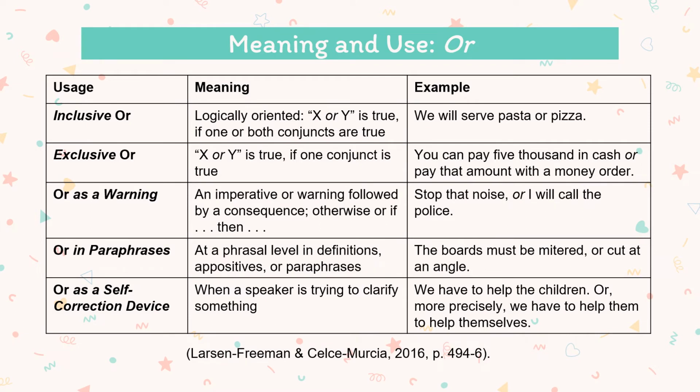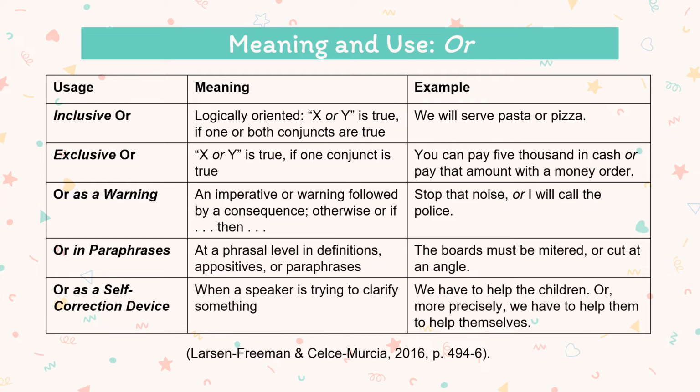Now we're going to look at the meaning and use of the word or. So I put the information from the textbook into this chart because I thought that this would be a helpful way of looking at the different ways of thinking about the meaning of the word or. So first of all, we have the inclusive or, and the meaning here is logically oriented, so similar to what we saw with the word and. We have X or Y is true if one or both conjuncts are true.